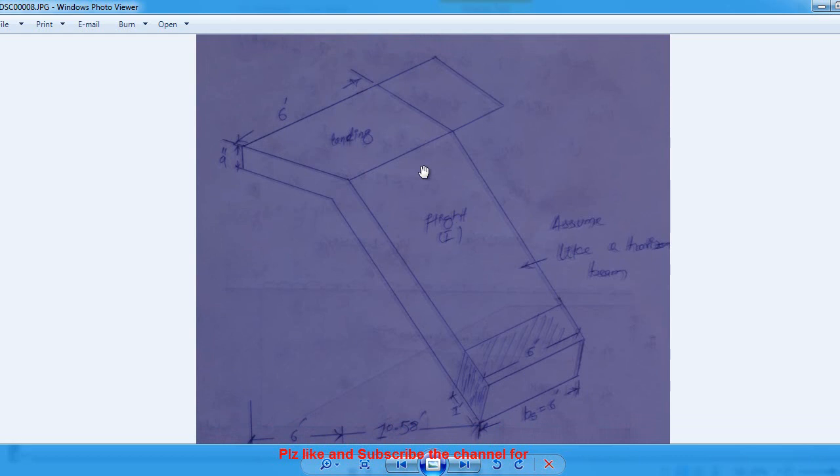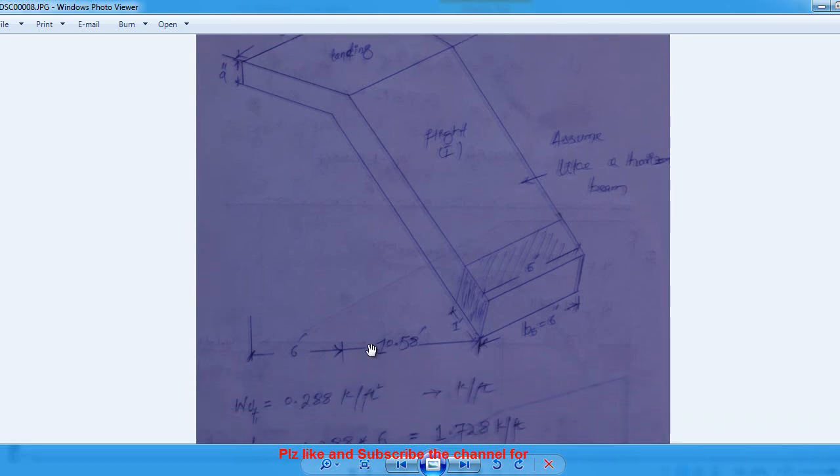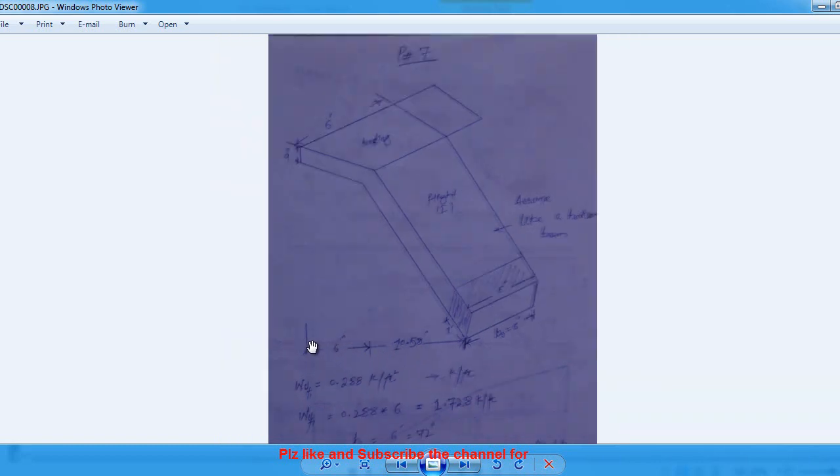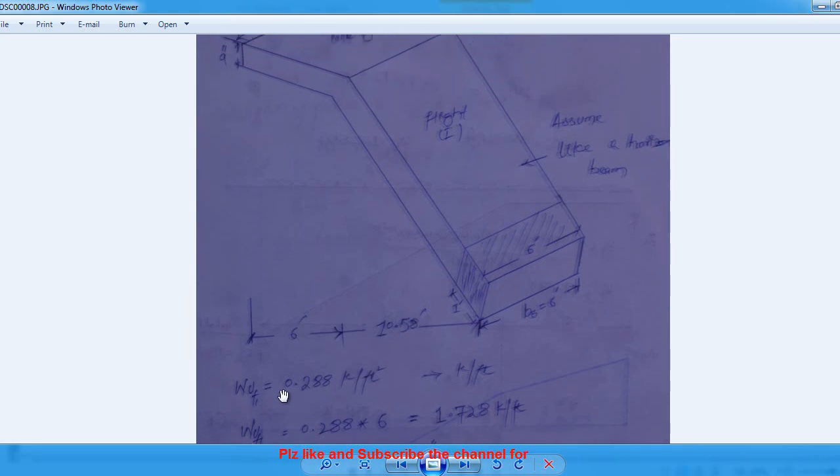Here we consider this whole as a beam, remember, and we just consider 1 feet length and 6 feet width. This is flight 1, and that is landing. The thickness, or the depth of the beam, is 9 inch, and the effective depth is 8 inch. Remember, we consider this inclined flight as a horizontal beam, and this length is 10.558 feet, and this length will be 6 feet. And yes, so you see WF1. Now remember, this is important.